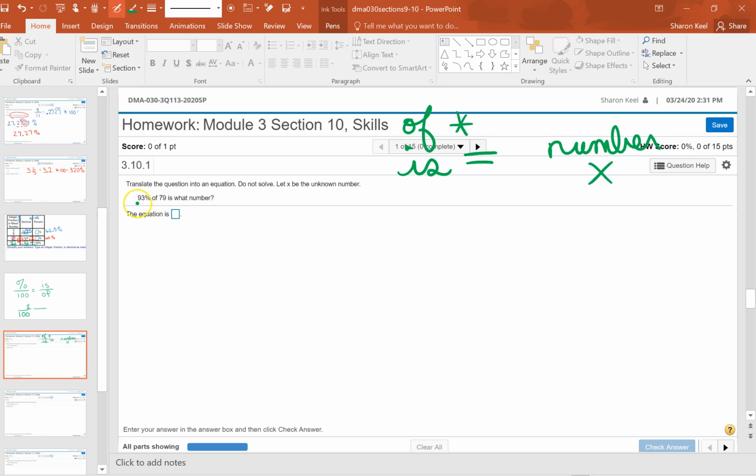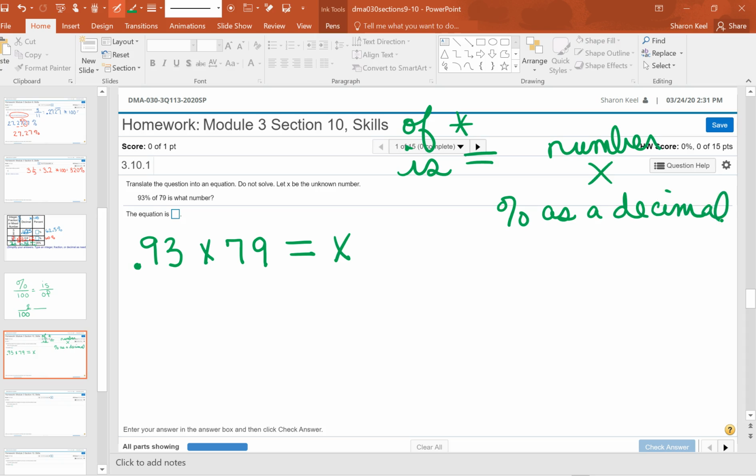So here we see 93% of 79 is what number? What we're going to write for our answer is 93%, which we write as a decimal, 0.93, of 79 is what number? So when they specifically want a problem such as this written, the percent you're going to write as a decimal. Let me include that note up here too. So 0.93 times 79 equals X.